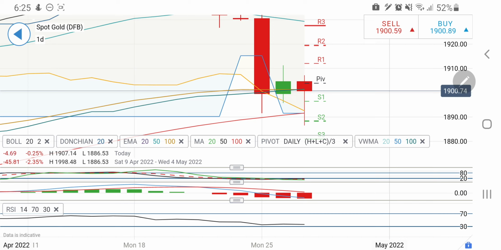That is a target. Below 1895, 1890, 1888, then 1880 is the target. This time it is going to hit 1880 levels for sure if it continues to drop below 1888 levels. So take your positions accordingly.